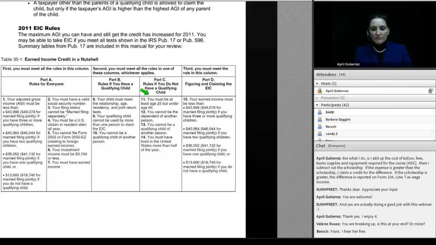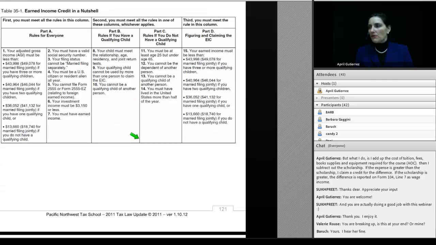So, the rule I come to is this rule about age. You must be at least age 25 but under age 65. That's only if you don't have a qualified child, so please don't stick the age rule in column B. There's no age rule that applies if you have a qualifying child. It's only when you don't have a qualifying child. Rule number 12, you cannot be the dependent of another person. Number 13, you cannot be the qualifying child of another person. And number 14, you must have lived in the United States for more than half the year.